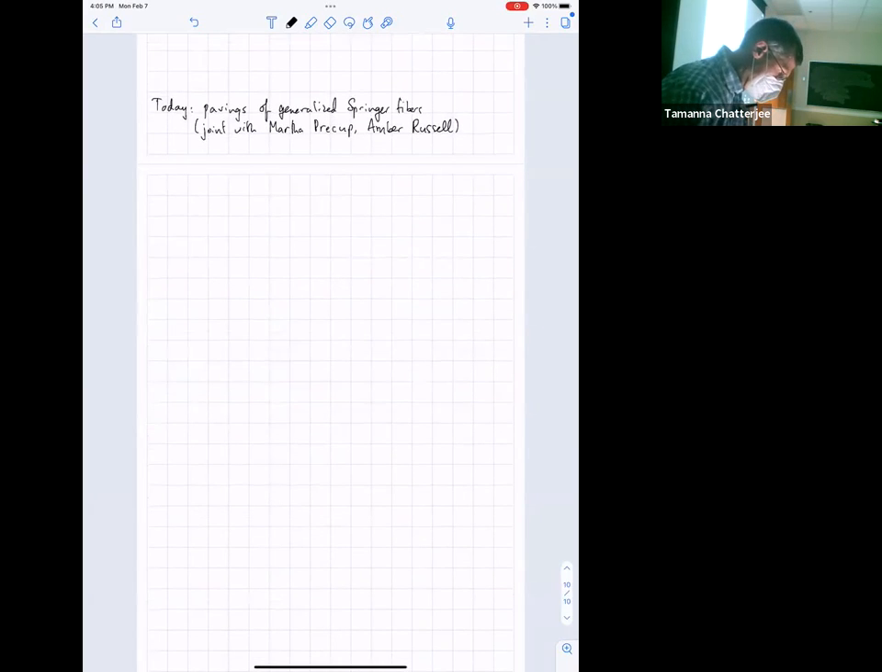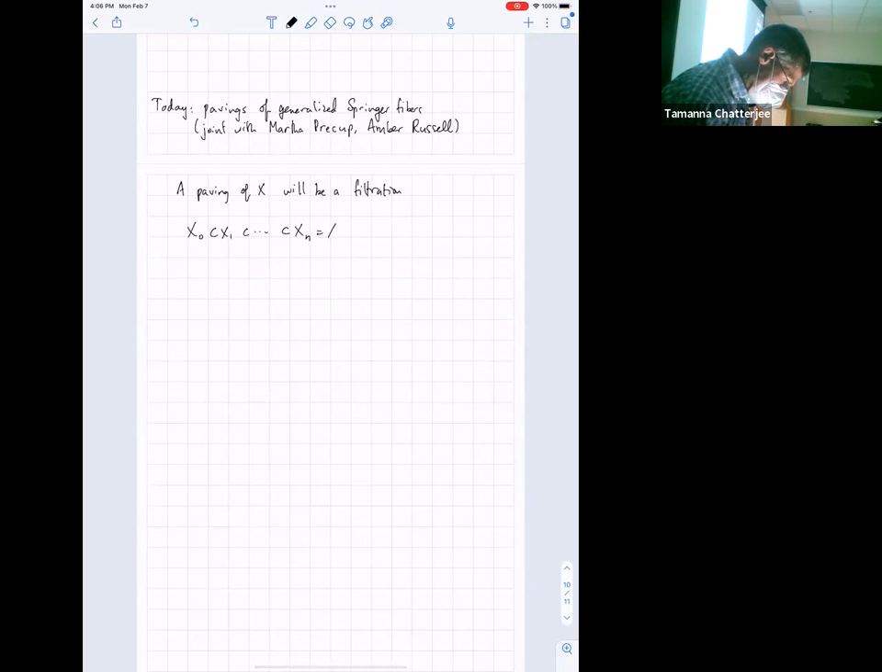And so a paving, I don't recall if I defined this last time, but I think I did. I'll just remind you that a paving of X will be a filtration X0 contained in X1, up to Xn is X, each Xi is closed, and Xi minus Xi minus 1 is a disjoint union of C to the r modulo a finite group.